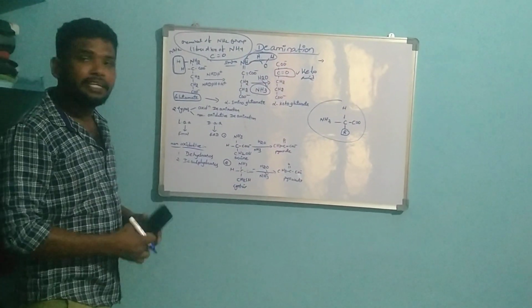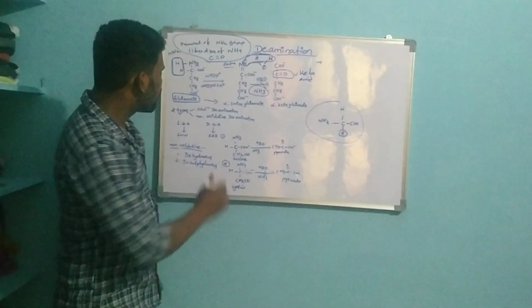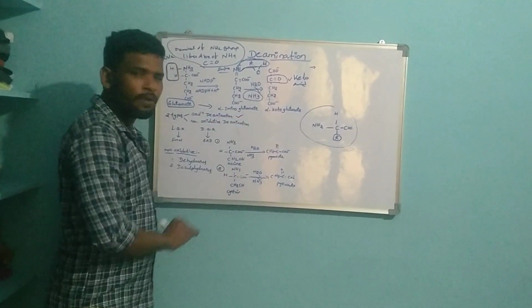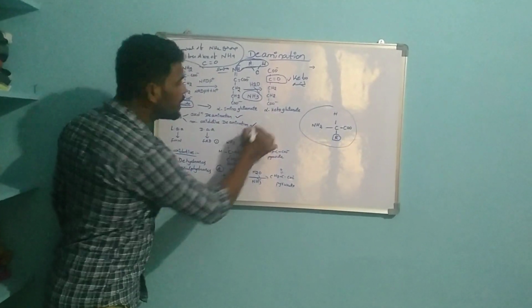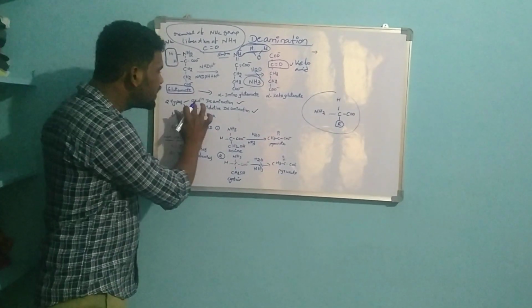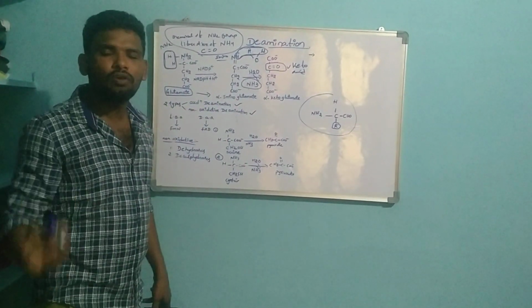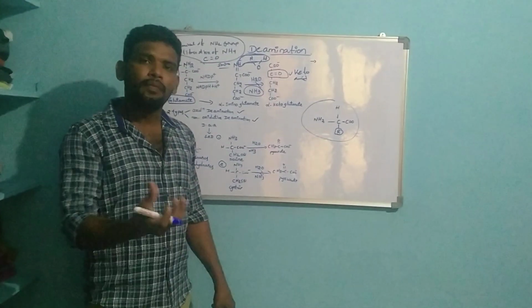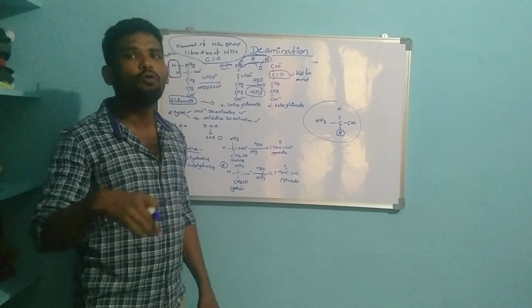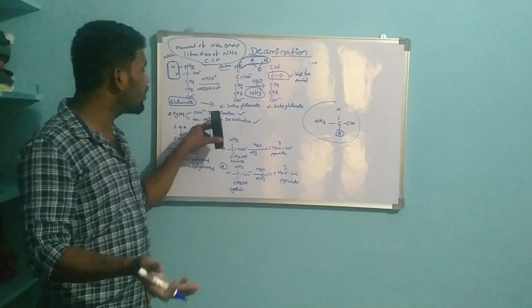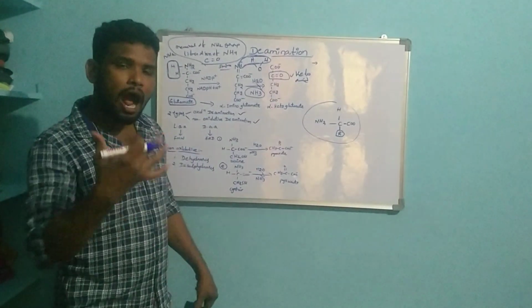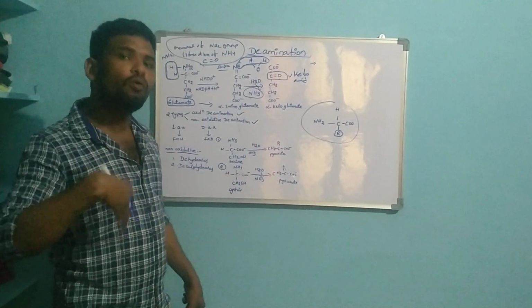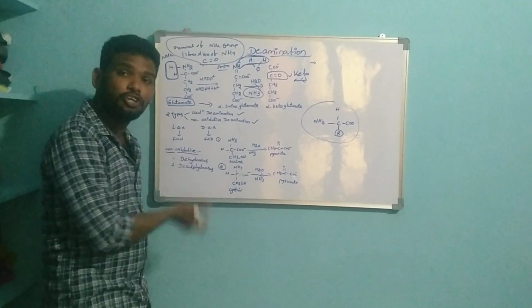This deamination reaction consists of two types: one is oxidative deamination and another is non-oxidative deamination. What is oxidative deamination? What is oxidation and what is reduction? Oxidation is nothing but the addition of oxygen and removal of hydrogen. That is known as oxidation. What is reduction? Addition of hydrogen and removal of oxygen. That is known as a reduction reaction.